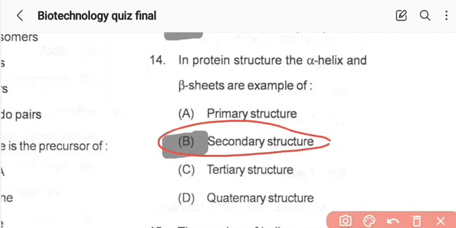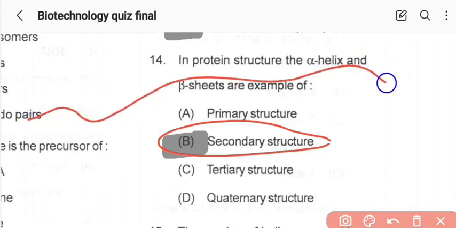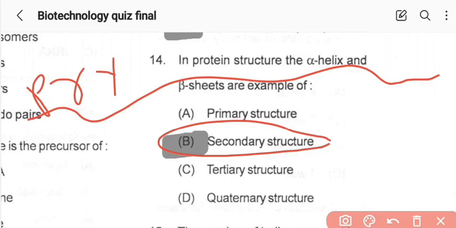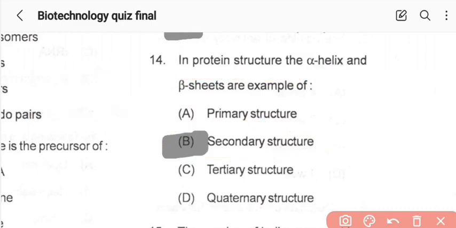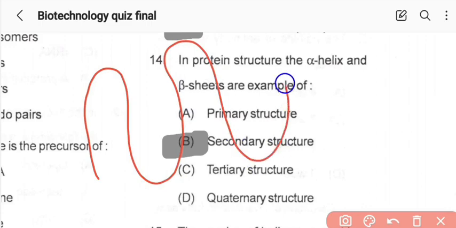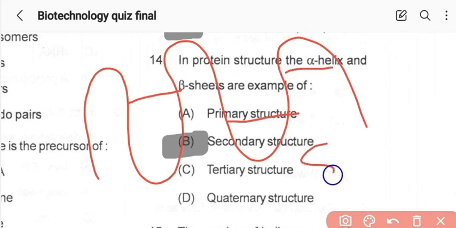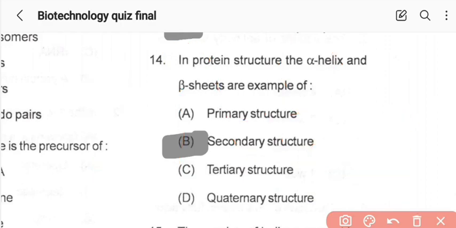These are secondary structures. See this sequence of amino acids. Suppose this is a sequence of amino acids, and this is called primary structures. But when these primary structures will fold like this, by having some bond in between, then this kind of structure is called secondary structures. And we have two different types of secondary structures. One is alpha helix and another one is beta helix. So these are nothing but secondary structures.